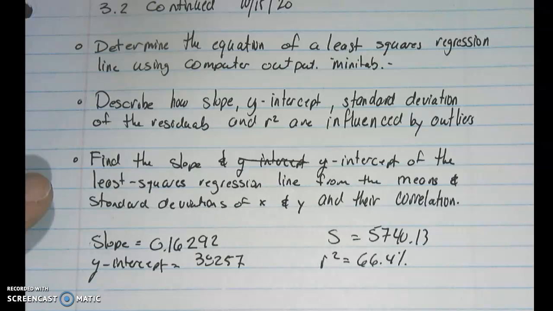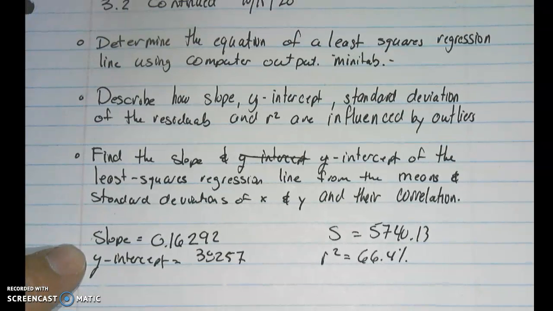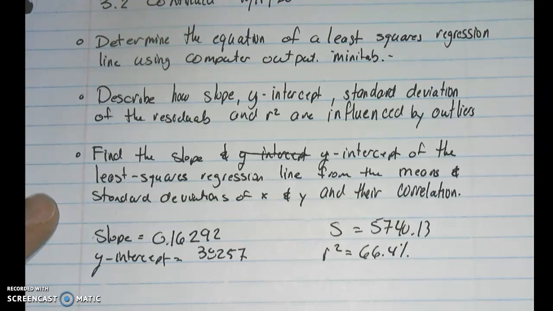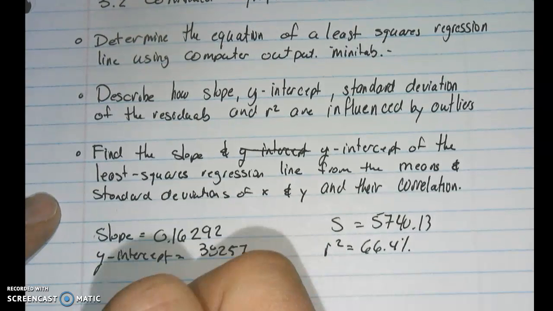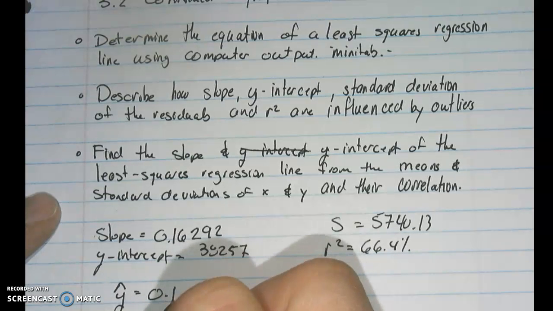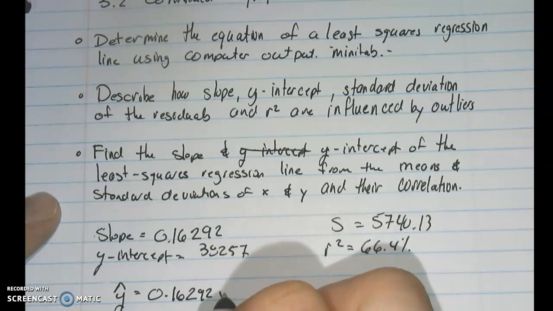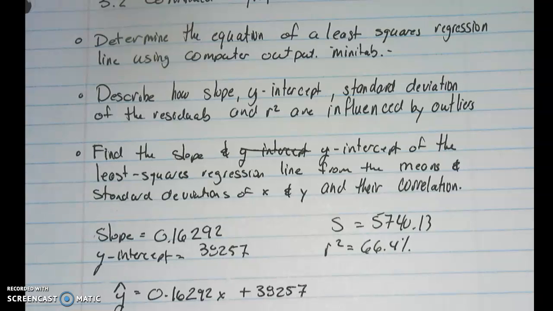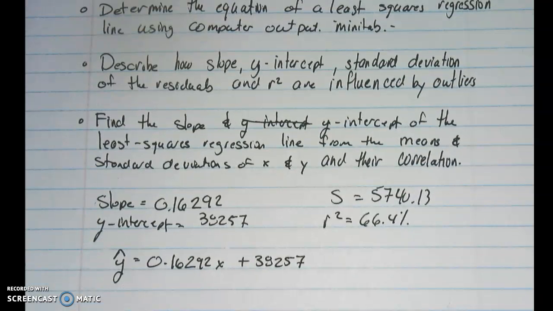But I would actually write down slope, y-intercept, kind of like that. Put your standard deviation and your r squared as well. And so when it says just determine your least squares regression, you're just going to write y hat is equal to, just like that. That's all you have to do. Remember, it's a y hat, meaning that it is a prediction.